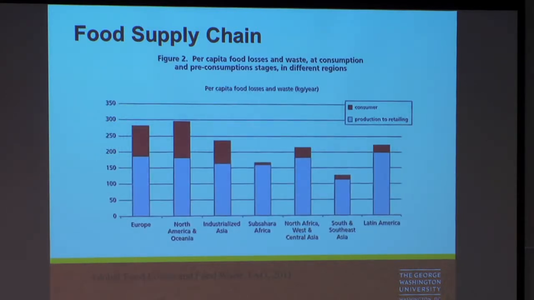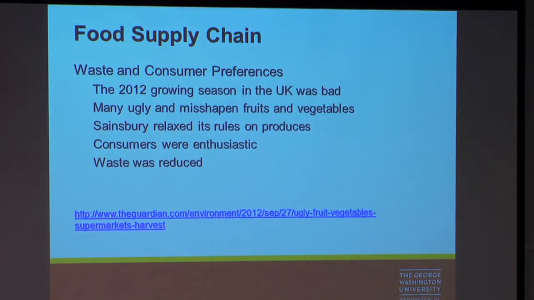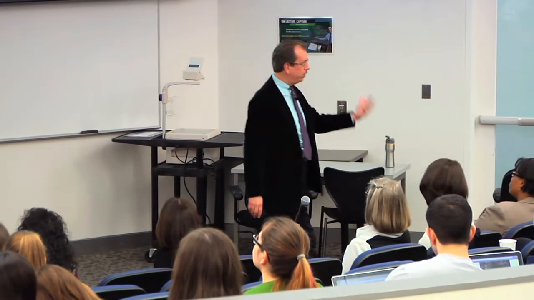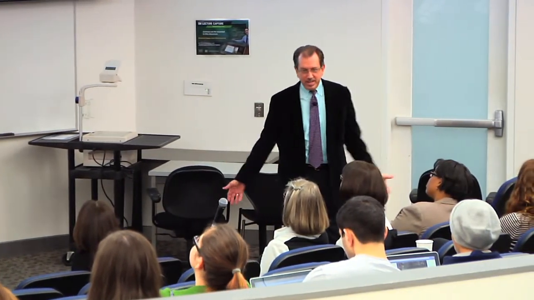Here's a description of where the waste occurs, for your information. North America and Oceania. Red is consumer. Gray is production to retailing. Yeah, that's you guys and me. Sub-Saharan Africa, no surprise, there is a care that's taken by consumers not to waste, by necessity. By the way, is waste necessary? I mean, yeah, we talked last time about some food that doesn't look that good and it just gets tossed.